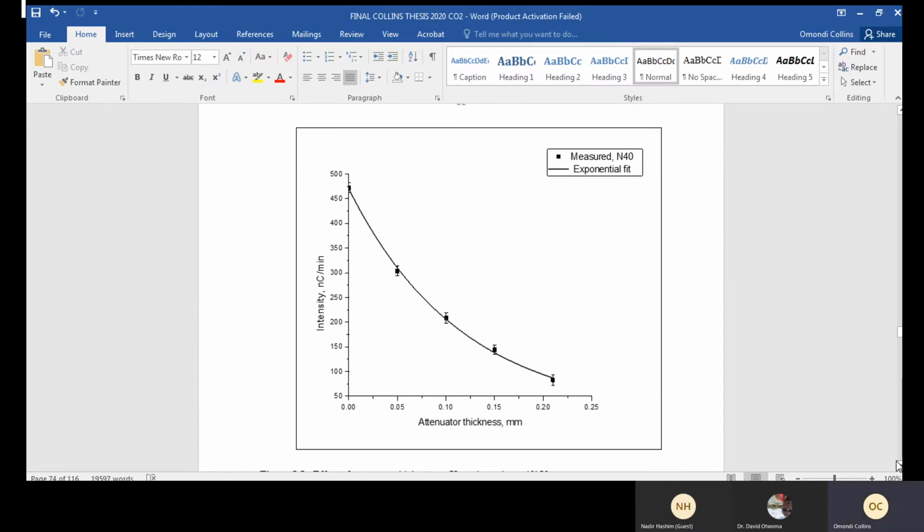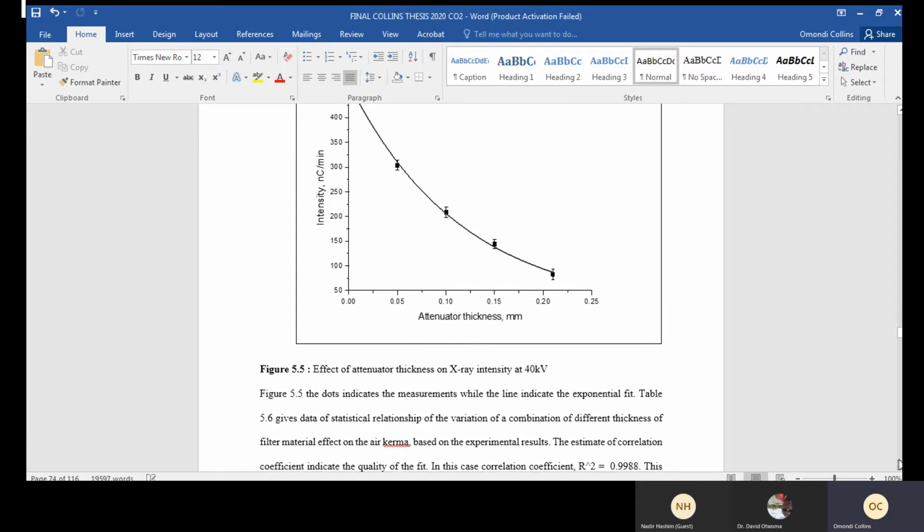So these are the results. Basically, with no attenuator, it was around 460. Then as I increase different attenuator material, it decreases. So that's for this specification at 40 kilovolts. I measured and did an exponential fit to see the effect.